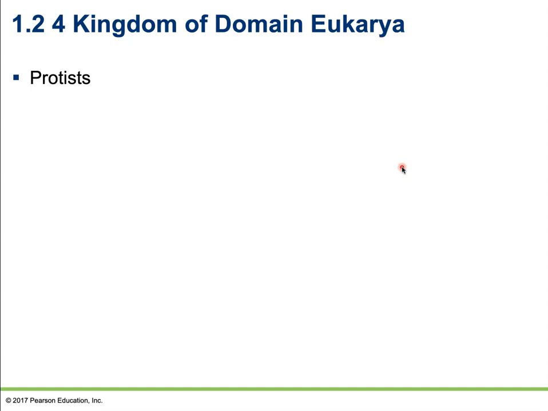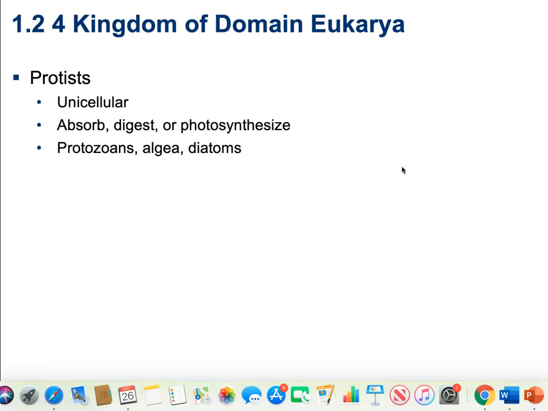The first kingdom that we're going to be looking at is the kingdom of protists. Protists are going to be our unicellular organisms. As we break down our various kingdoms, we're going to see that we can classify these organisms based on their size, whether they're unicellular or multicellular. We're also going to break them down based on how they obtain their nutrients from their environment. So protists have the unique ability of being able to absorb their nutrients externally, digest them internally, or actually photosynthesize and produce their own raw materials. And so those are going to be our protists.